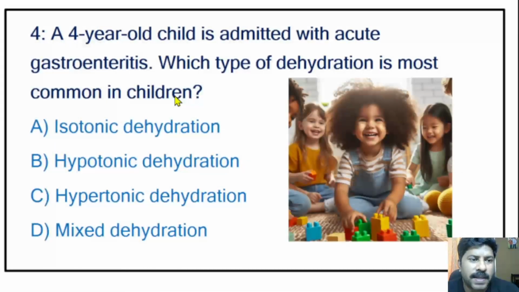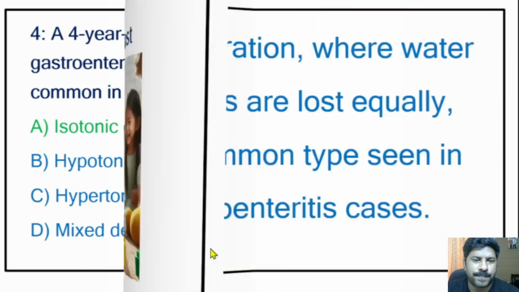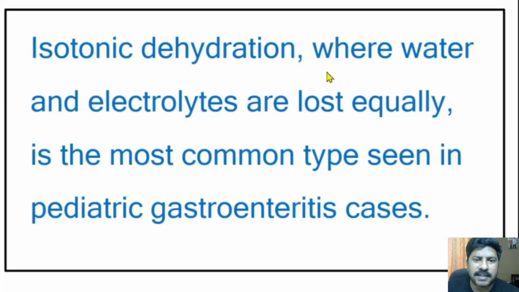Then the fourth question: a 4-year-old child is admitted with acute gastroenteritis. Which type of dehydration is most common in children? Isotonic dehydration, hypertonic dehydration, mixed dehydration. In acute gastroenteritis, there may be a chance for isotonic dehydration. Isotonic dehydration is where water and electrolytes are lost equally. It is the most common type seen in pediatric gastroenteritis cases.